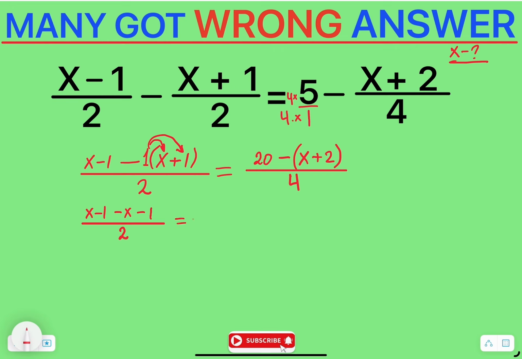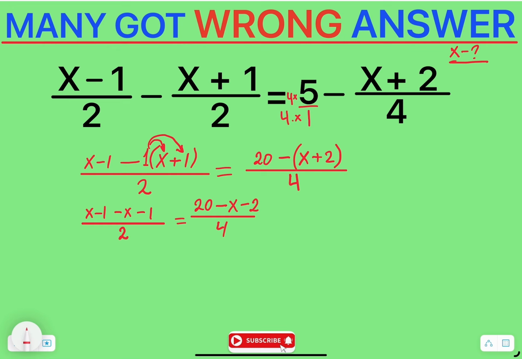Equals to, same thing for right side. We have 4 for denominator, 20 minus x minus 2. Whatever we have inside the parentheses, they will change their sign when you have minus in front of the parentheses. This is where everybody makes mistakes. I hope you learn this and you're not gonna make this mistake.